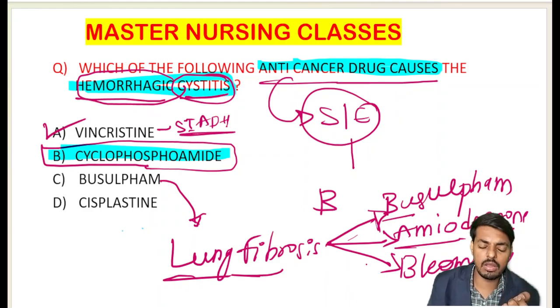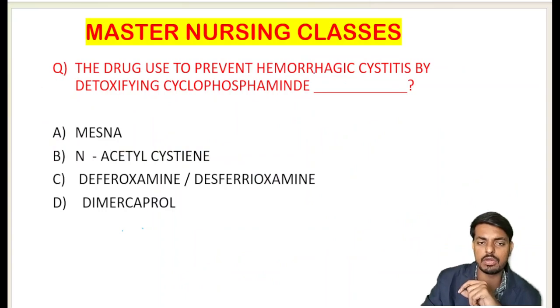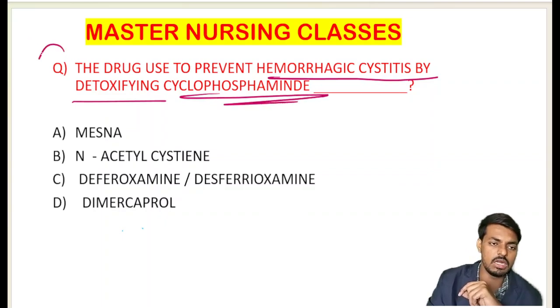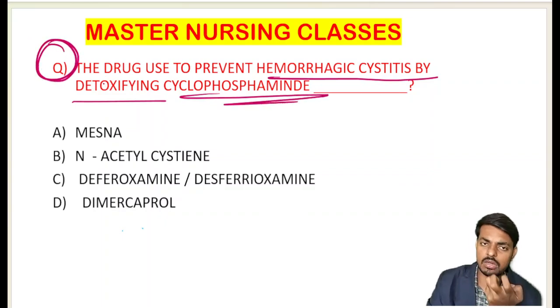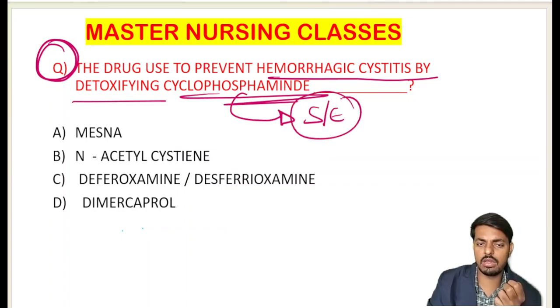Our next question is like this: which of the following anti-cancer drugs causes hemorrhagic cystitis? Hemorrhagic cystitis is caused by cyclophosphamide. The next question: which drug is used to prevent hemorrhagic cystitis by detoxifying cyclophosphamide? Read the question carefully. We know that a patient taking cyclophosphamide will get hemorrhagic cystitis as a side effect. So to prevent it, we need to detoxify the cyclophosphamide immediately after its action.